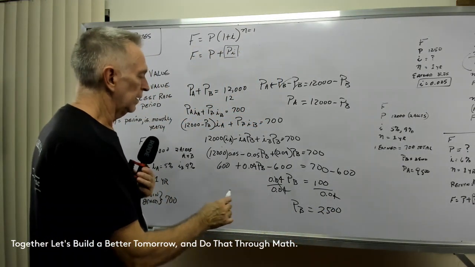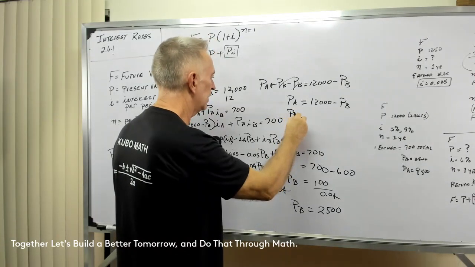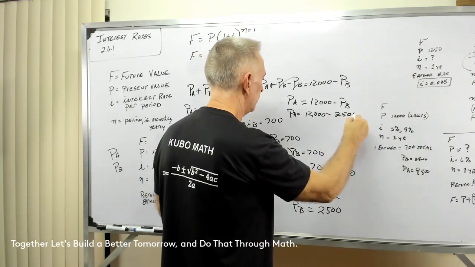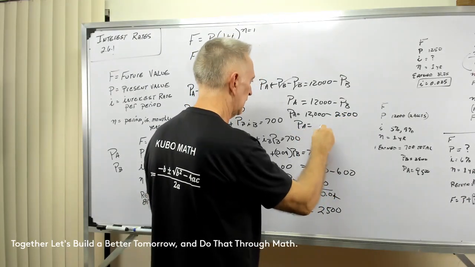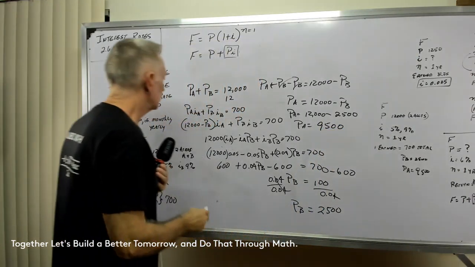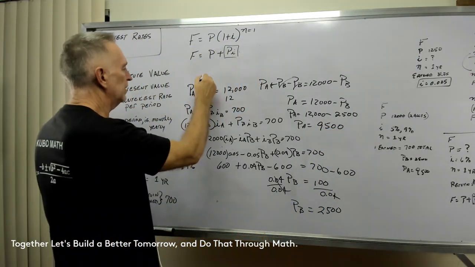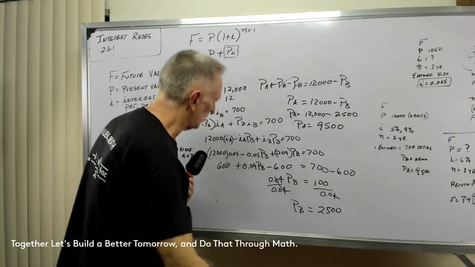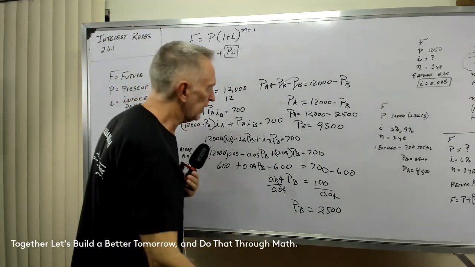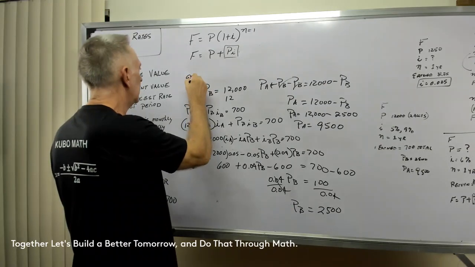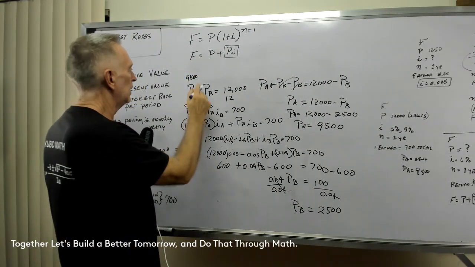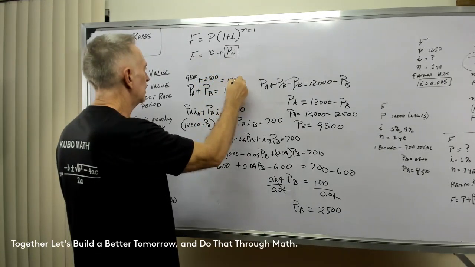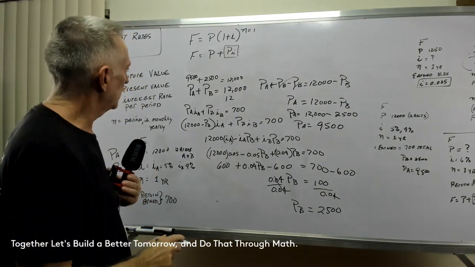Okay, now then, P sub A equals 12,000 minus P sub B, so minus 2,500, so P sub A equals 9,500. So he invested 9,500. Oh, that was P sub A. He invested 9,500 in this A option, and he invested 2,500 in the B option. And those sum together to be 12,000.